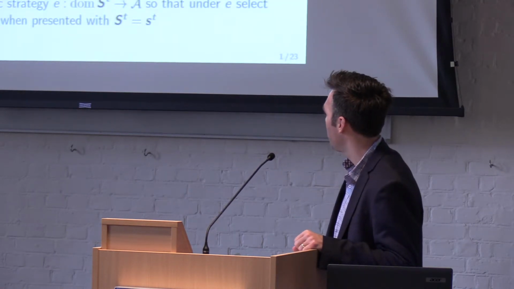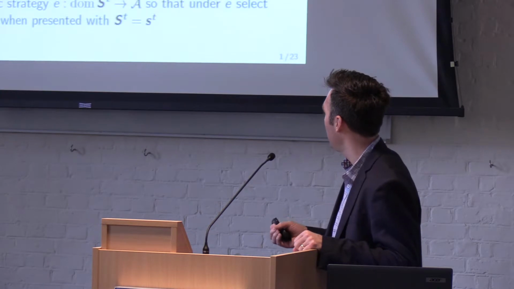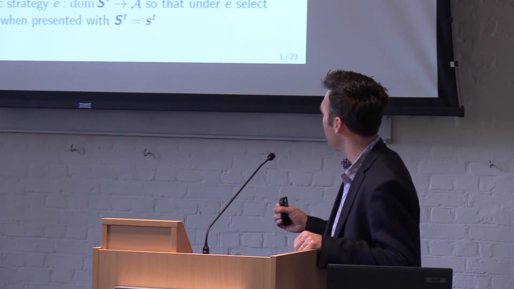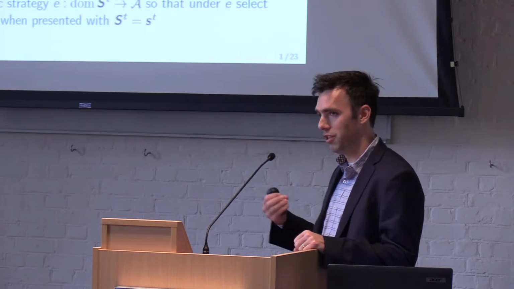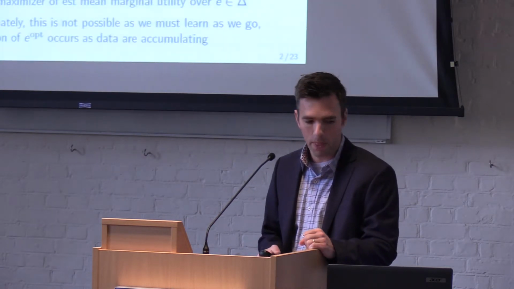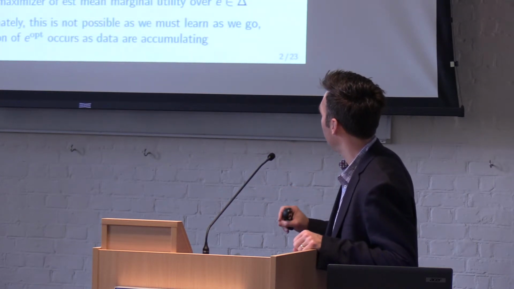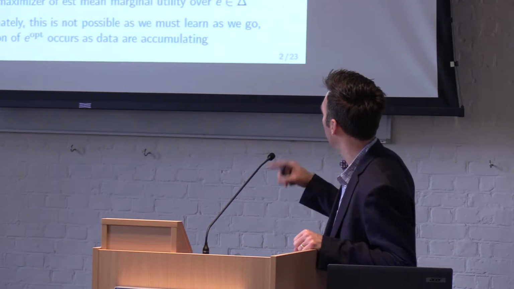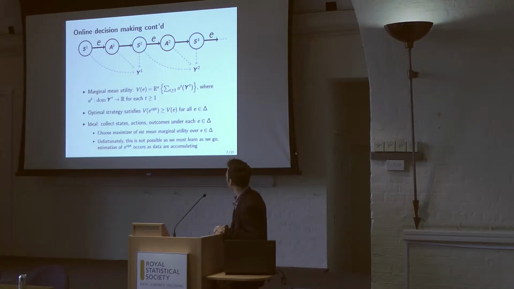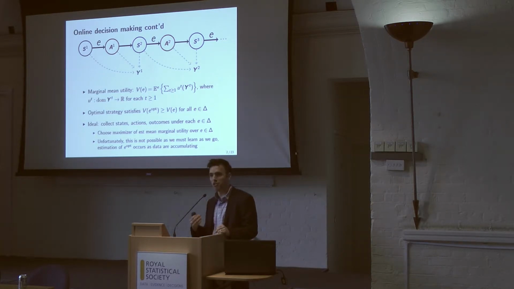Okay, so a deterministic strategy, which I'll call E, is a map from the domain of the state to the set of actions, so that under E, you select action E of ST if you observed state ST. Okay. So in an ideal world, what you'd like to do is, if we define the marginal utility, this is in the previous part, V of E, to be the expectation, if you were making decisions according to E, of the sum of the utility. So that's the expectation of the sum from t greater than or equal to 1 of ut of yt, where ut is some utility function that measures the goodness of yt. And it's also defined in such a way that that expectation is finite.